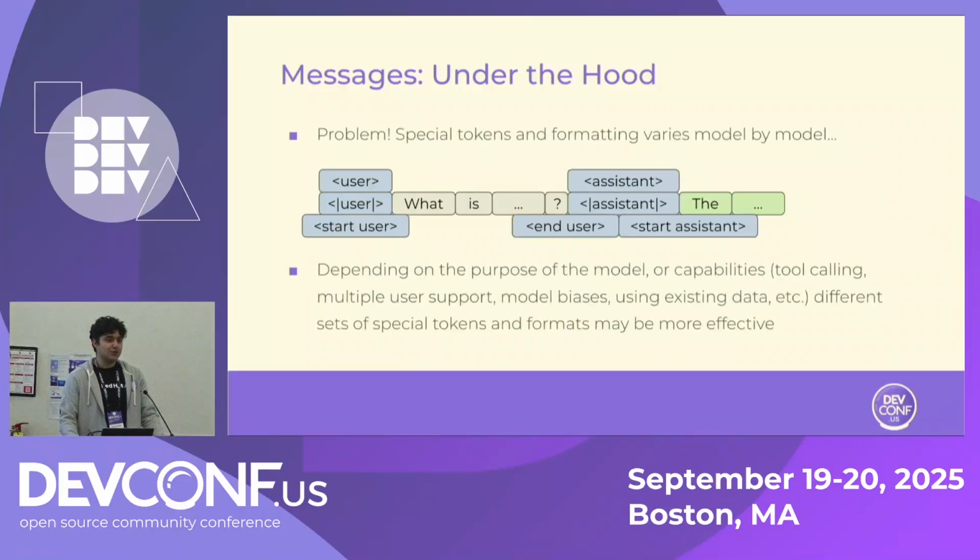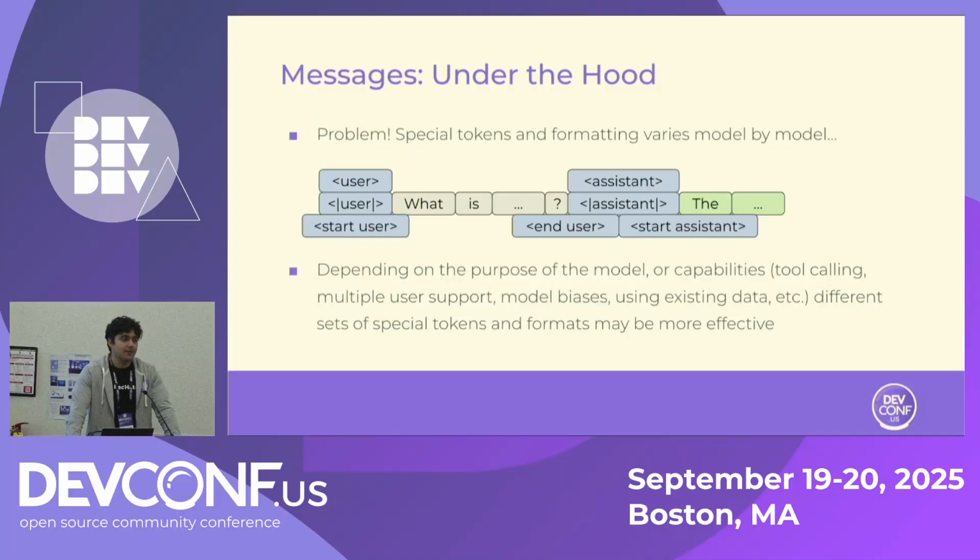So now, of course, we've got another problem. Special tokens and formatting varies model by model because it would be way too convenient if every model followed the same format. To give them credit, it does actually matter a lot depending on the purpose of the model or the capabilities of the model. Different formats and different special tokens are going to work better for different purposes. And so each model that you'll find on Hugging Face will likely have its own special tokens to denote these message breaks. It'll have their own format for their data.